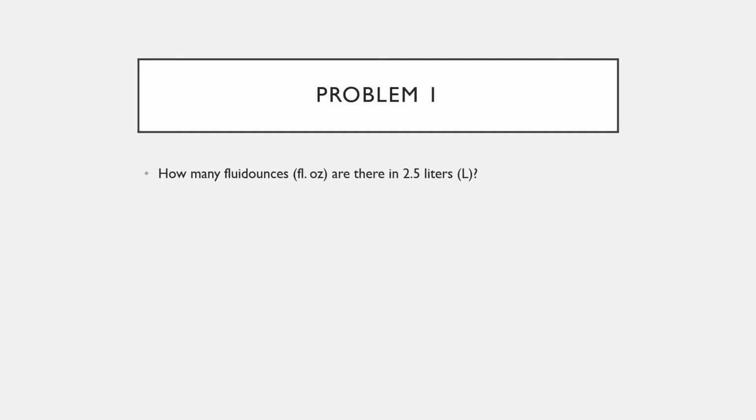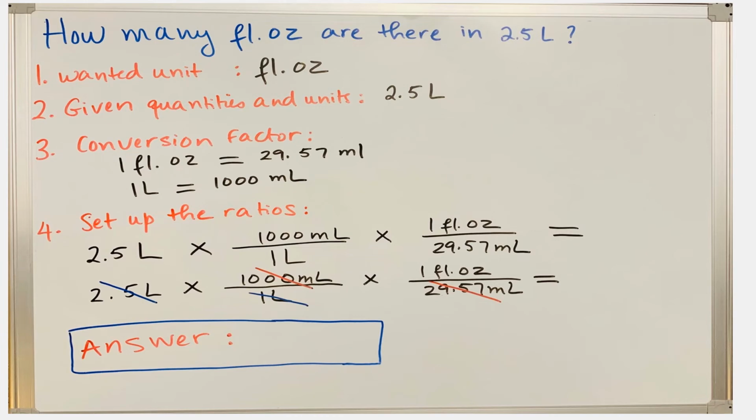Let's look at this problem. How many fluid ounces are there in 2.5 liters? Okay, so first we have to identify the wanted unit. In this case, they're asking you for fluid ounce. So fluid ounce is your wanted unit. Next, you have to identify what's given in the problem. So 2.5 liter in this case is given.